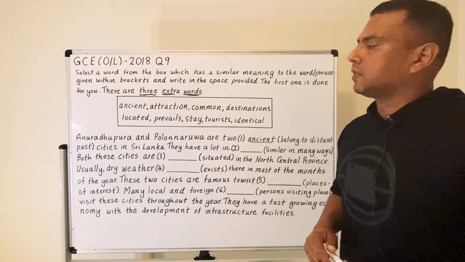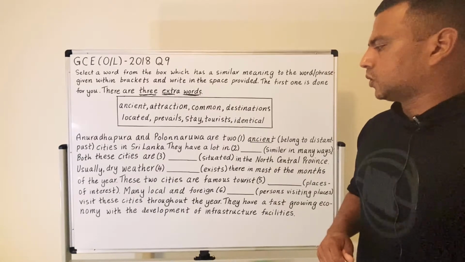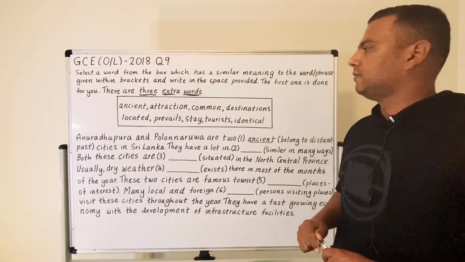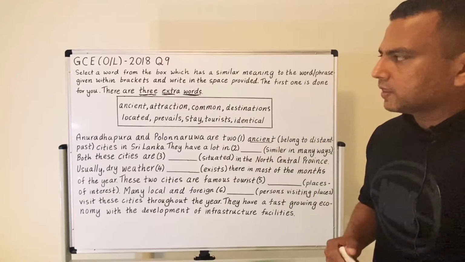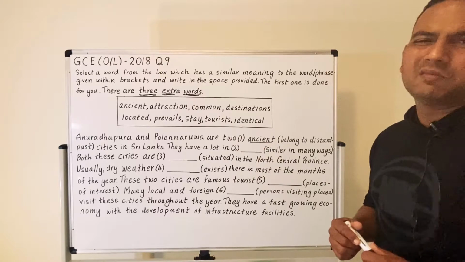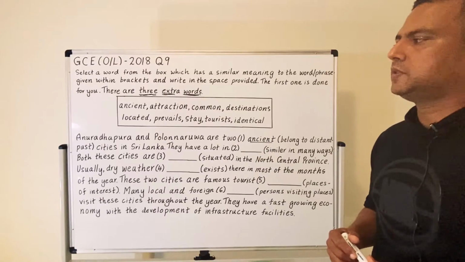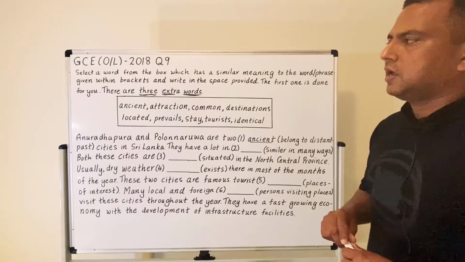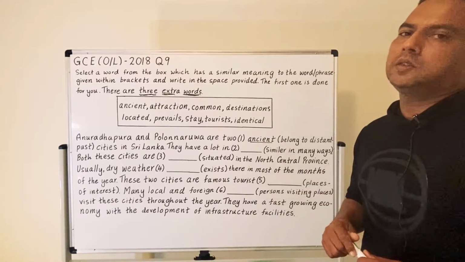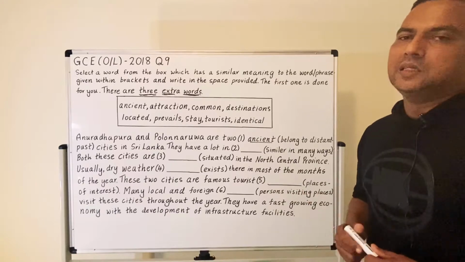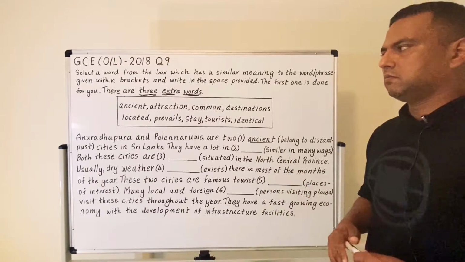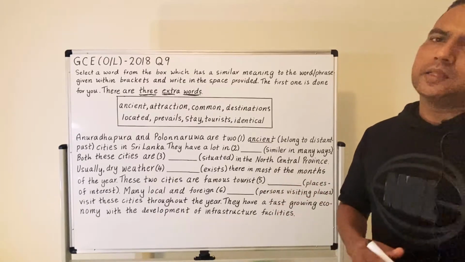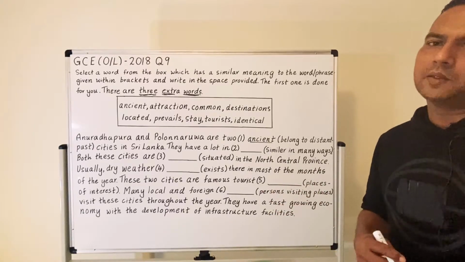So before I begin answering the question, I thought let's have a quick look at these words that we have in the box. Ancient. So when you hear the word ancient, what's the first thing that comes into your mind? It refers to something that has happened in the distant past or something to do with the distant past and probably may not exist anymore. Okay?